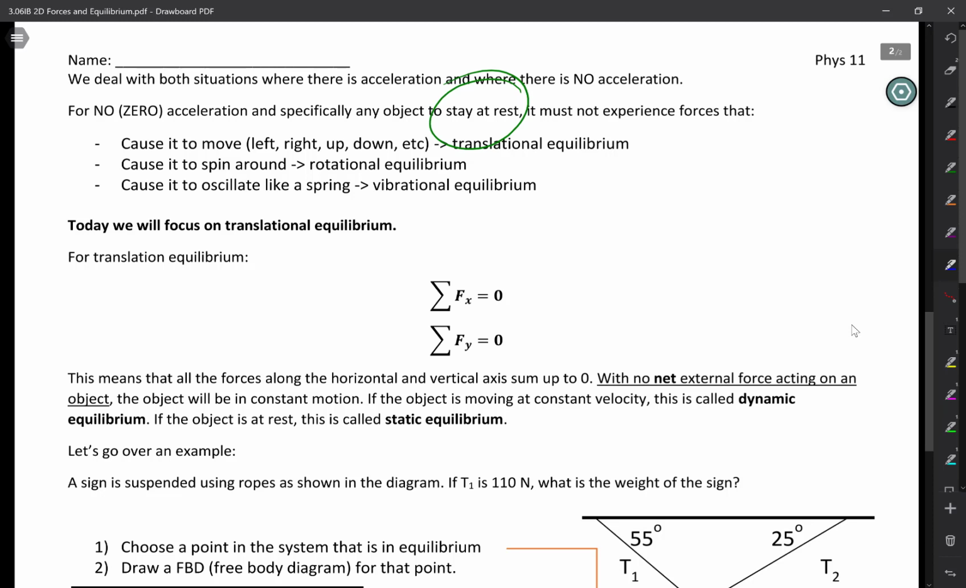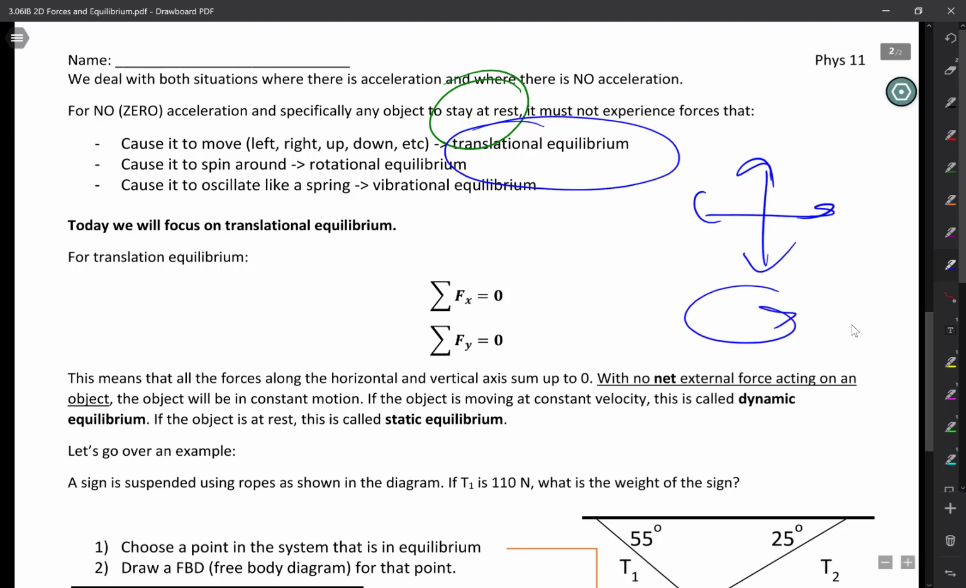Now, there are many different kinds of ways in which an object is balanced. We have, number one, translational equilibrium. Imagine the object being able to move left, right, up and down, etc. The object is not moving in that direction in any way. Number two is your object cannot spin around. They cannot rotate. They cannot experience forces that cause them to rotate on the spot either.